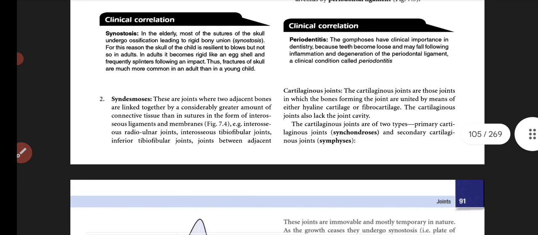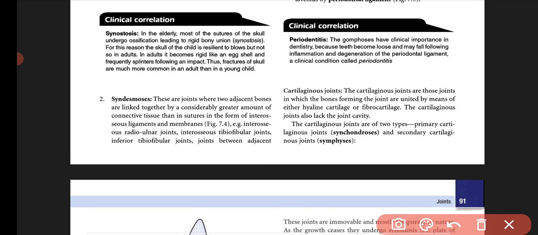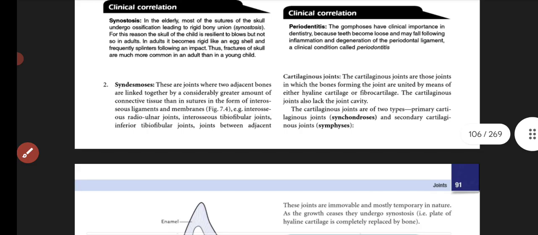cartilaginous joint. The cartilaginous joints are those joints in which the bones forming the joints are united by means of hyaline cartilage or fibrocartilage. The cartilaginous joints also lack a joint cavity. The cartilaginous joints are of two types: the primary cartilaginous joint, known as synchondrosis, and the secondary cartilaginous joint, known as symphysis.